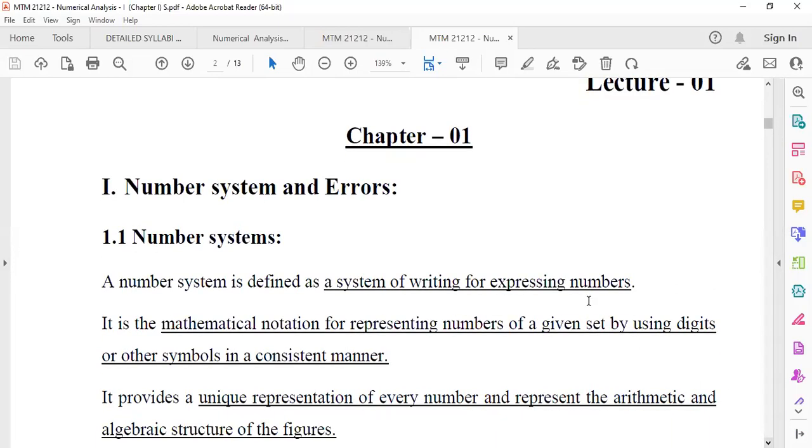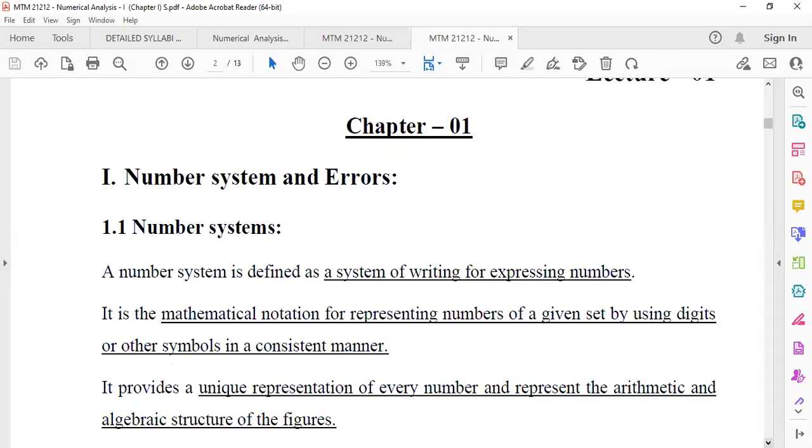What do you think? The number systems, you have already heard all these things from school level. Is my voice not clear? Is that okay now? We'll continue.